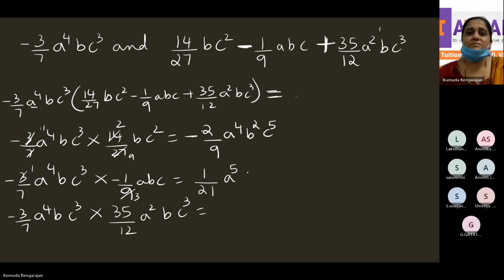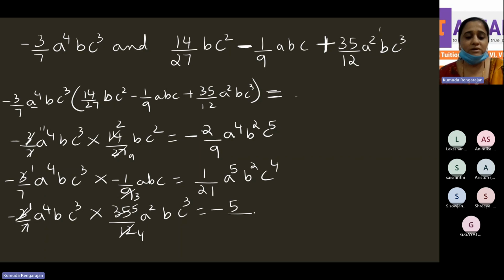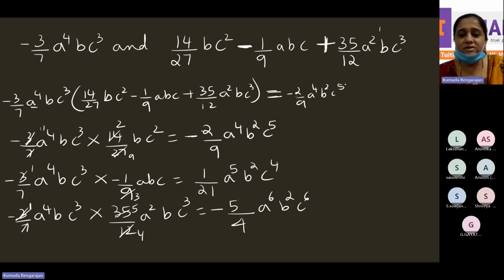Then B power 2, C power 4. Okay, then here 7 1s are 7, 7 5s are 35, 3 1s are 3, 3 4s are 12. So it'll be minus, 3 1s are 3 is gone, 3 4s are 12, 1 into 5 is 5, 5 in the numerator, 4 in the denominator. A to the power 4 plus 2, 6. B to the power 1 plus 1, 2. C to the power 3 plus 3, 6. All right, so this is the answer. So minus 2 by 9, a to the power 4, b squared, c to the power 5.